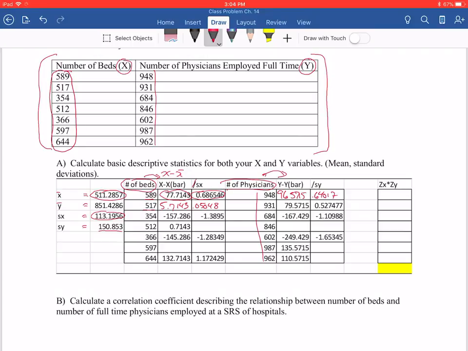Each one of these steps is you take the value in the column, minus it from the y bar or x bar, the average, and then divide by the standard deviation, and that gives you your, this column here will be your z of x, and this column here is going to be your z of y. And then we'll multiply them out. So finish the table out. So I'm going to do that real quick.